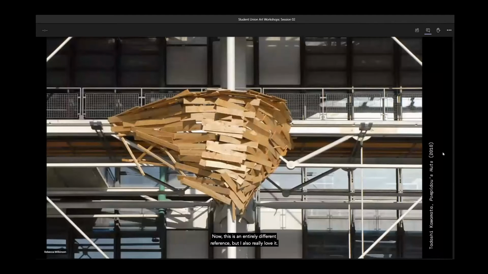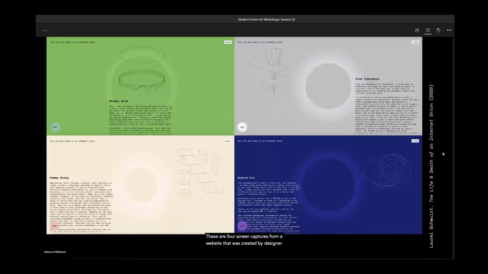Now this is an entirely different reference, but I also really love it. These are 4 screen captures from a website that was created by designer, artist, and educator Laurel Schwartz. This project was a collaborative project with her students in a web class at Yale, I believe.